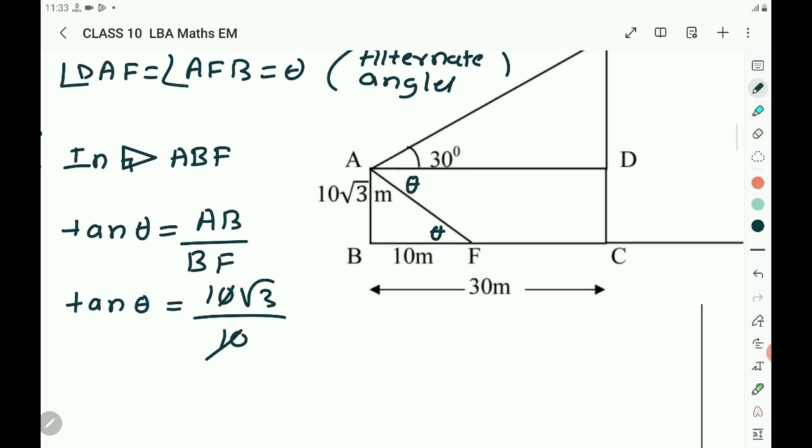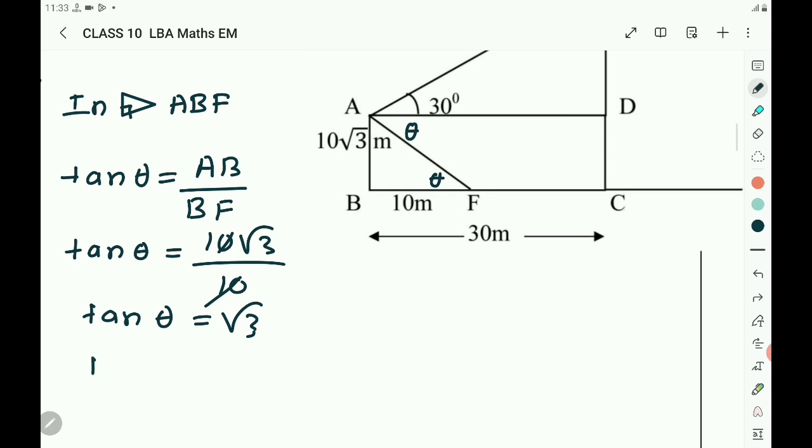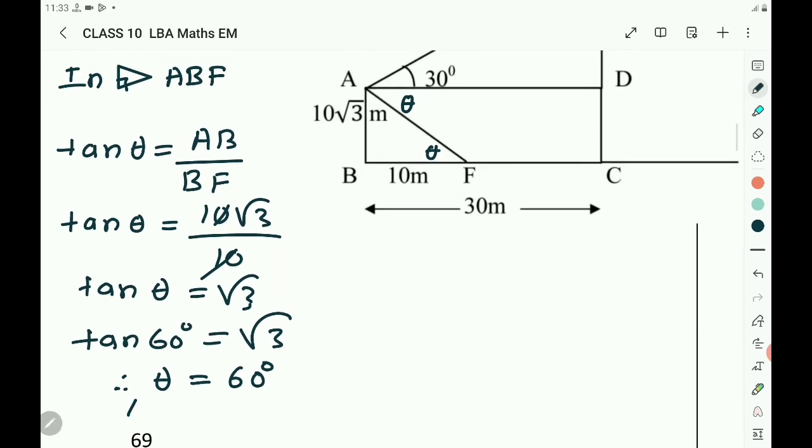Cancel this 10 and 10. You got tan theta is equal to root 3. Then tan how much is root 3? Tan 60 is root 3. Then you write tan 60 degrees equals root 3. Then you got theta is equal to what? 60 degree. Therefore, theta is equal to 60 degree. The angle of diffraction theta is equal to 60 degree.